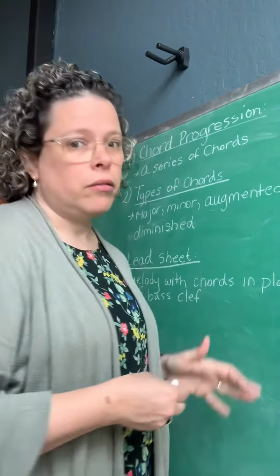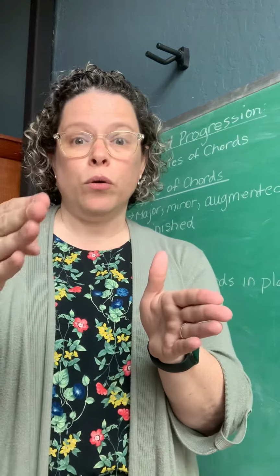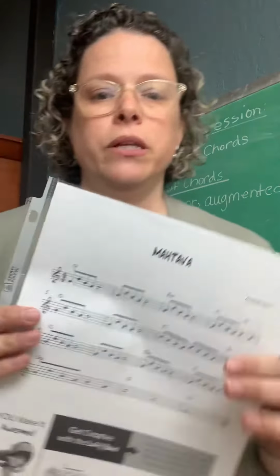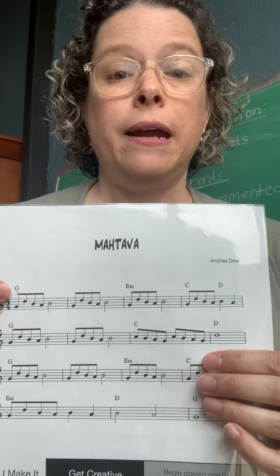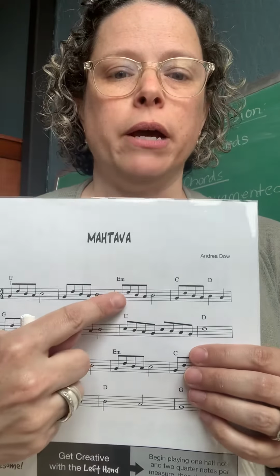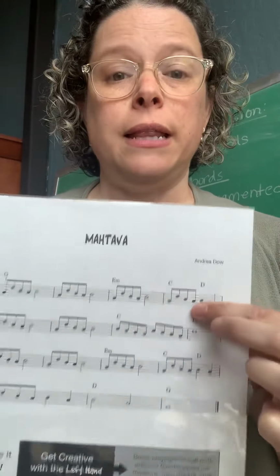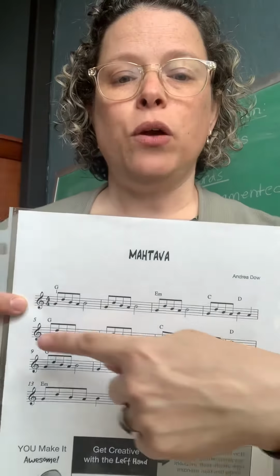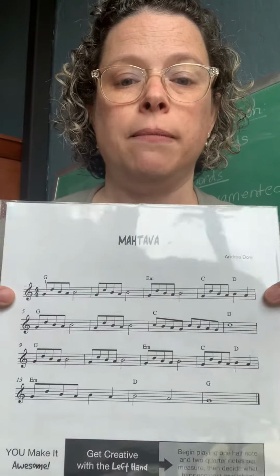So we've got the concept of a chord progression, which is literally just the chords in the order of the song. As we looked at this example right here, G was the first chord. Then I progress or move to E minor. And then I go to C chord and then D chord. So that is my chord progression, or the order of chords for the first line.